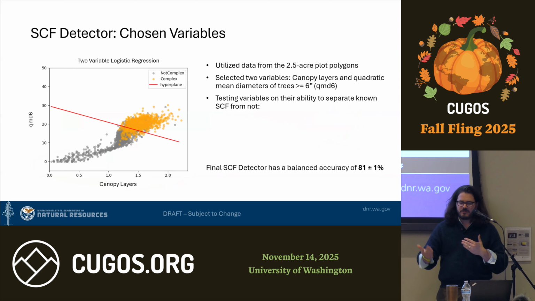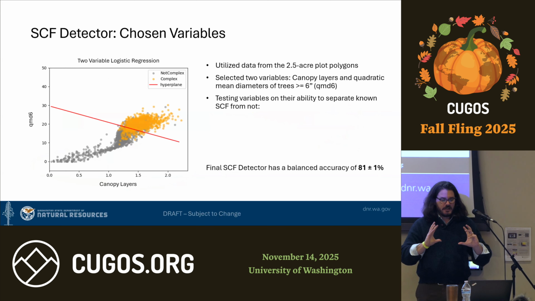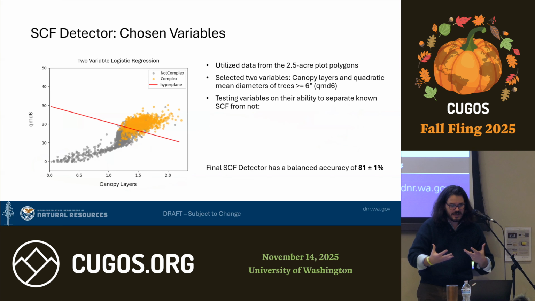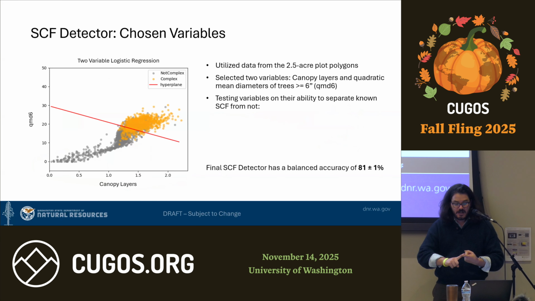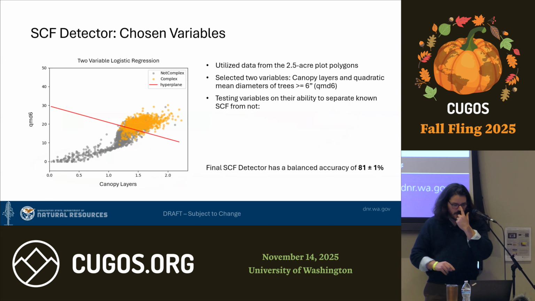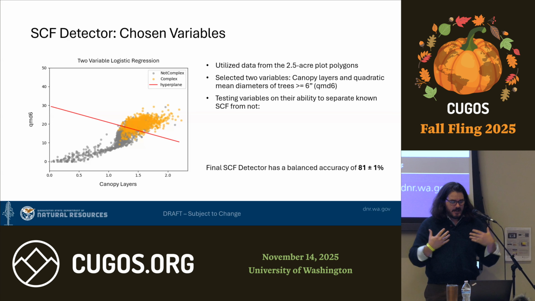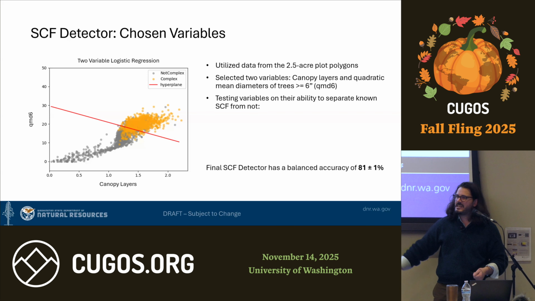This is a little bit of a summary, but we have these 2.5 acre plot polygons. We have estimates for QMD6 and canopy layers within those plot polygons. We're taking the average for canopy layers and QMD6. We've done our training and testing over and over again. We have these mean parameters, and here it is in 2D space, and there's that line. That's like our mean line. What's it mean?